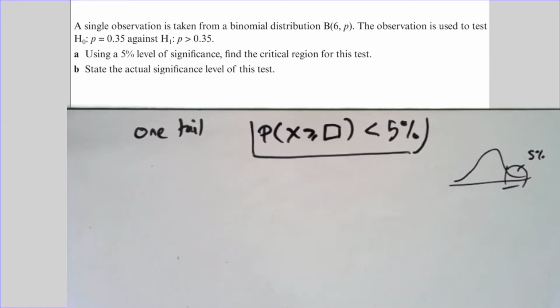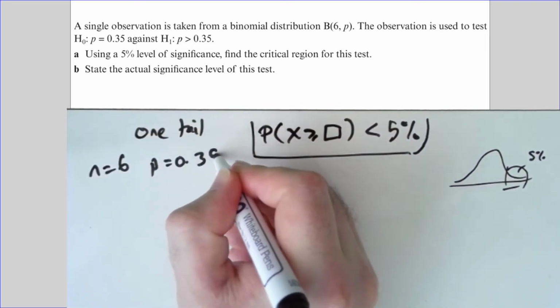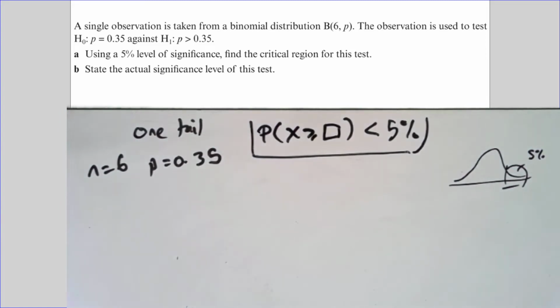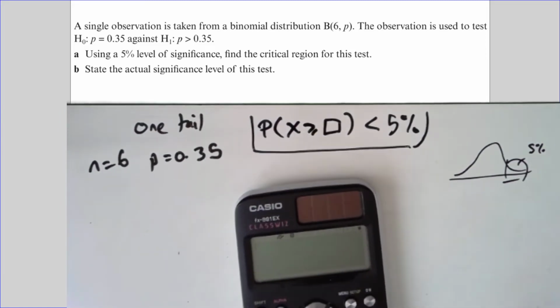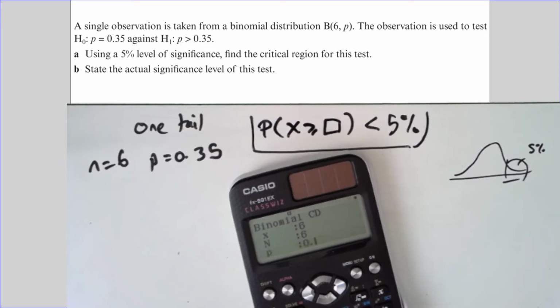Because there's only 6, we might as well start off trying 6. So we have n is 6, p is 0.35, and we're going to start off by testing 6. So I'm going to grab my calculator, I'm going to use distribution mode. I'm going to be using binomial CD. So let's do 6 or greater. That is the same as just equal 6, but let's do it this way. So 6 for n, 0.35, press equals.